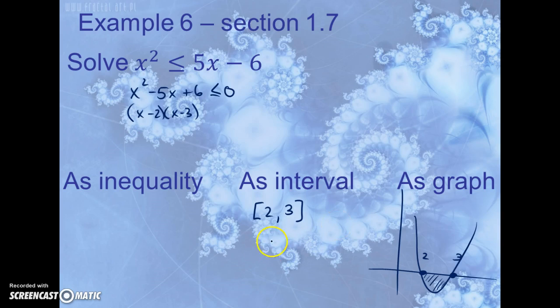Brackets mean inclusive. You could also just say x is greater than or equal to 2, x is less than or equal to 3. As an inequality, it's just this original statement that I had. This exact same statement could be thought of in these 3 different forms. I probably have enough time to push forward.